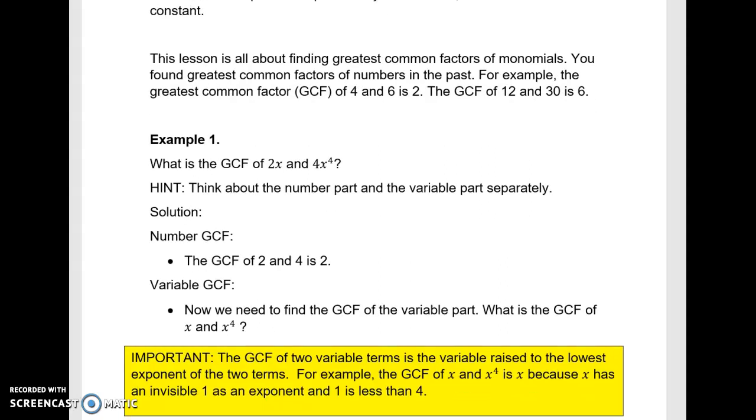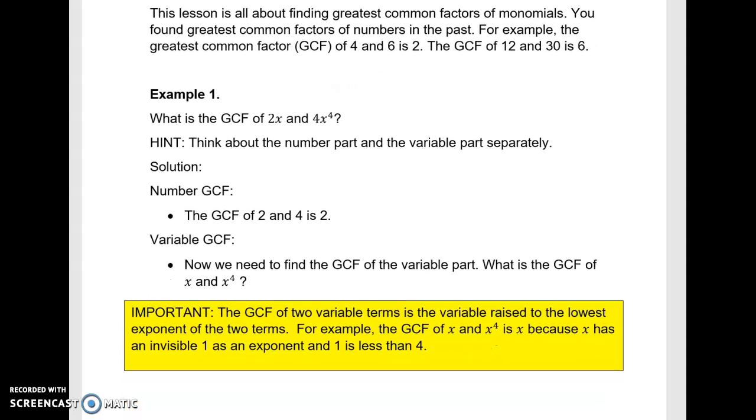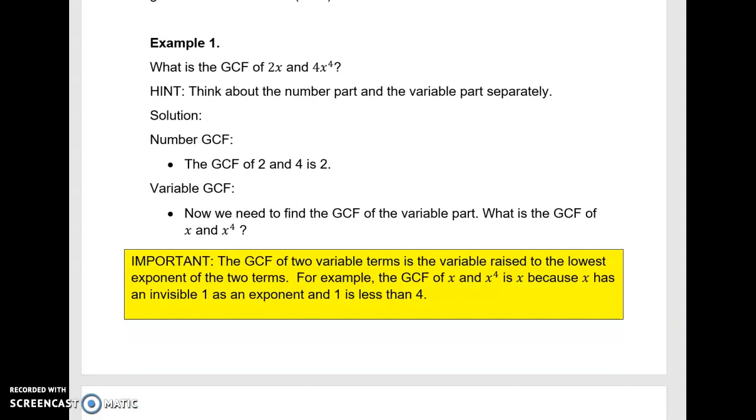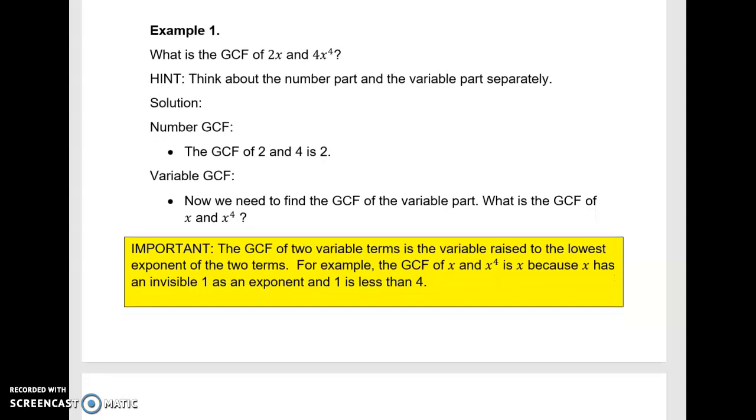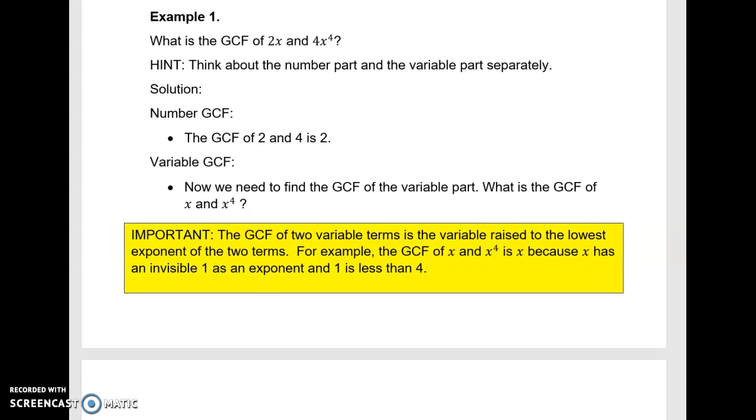Okay, so moving on, what happens if we have variables? So I'm going to do 2 quick examples and hopefully it makes sense. It's not hard because we can separate the number part and the variable part. So example 1, what is the GCF of 2x and 4x to the 4th? So again, your hint is to think about the number part and the variable part separately. So for the solution, we first look at the number part. The GCF of 2 and 4 is 2. The greatest number that goes into 2 and 4 is 2.